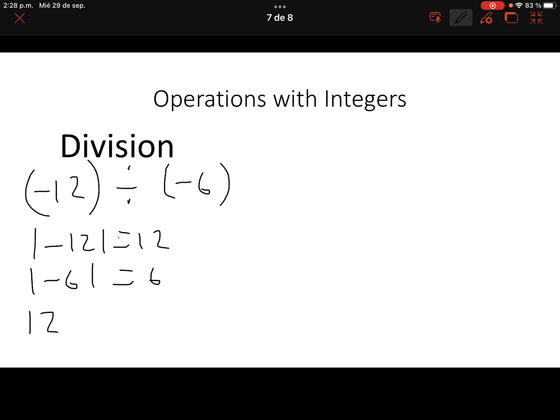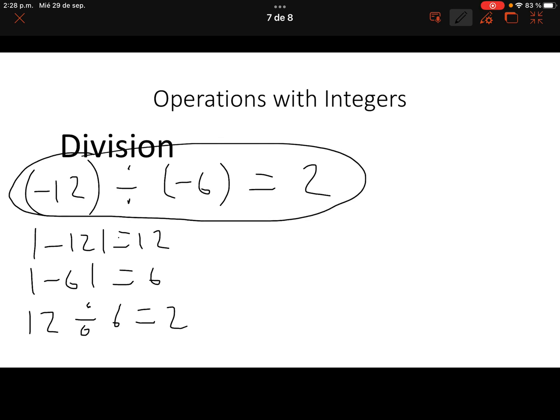Divide them, because in this case it's division. 12 divided by 6 is 2. And in the same way as for multiplication, when we are dividing two integer numbers with the same sign, the answer is always positive. Then -12 divided by -6 is 2.